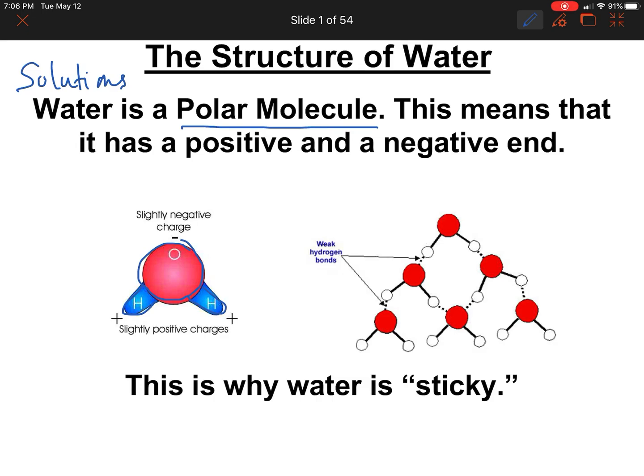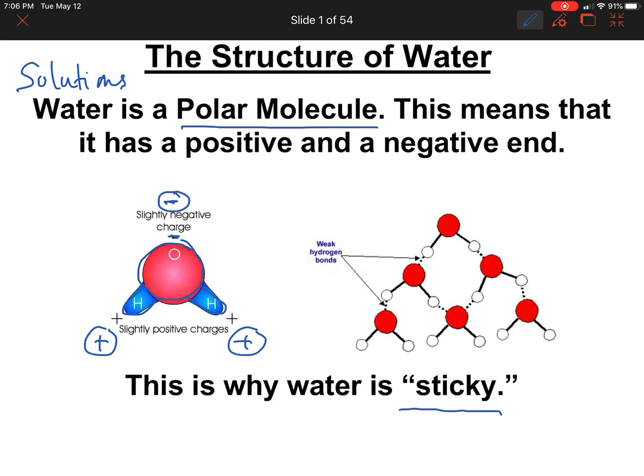So we end up having a slightly negative charge around the oxygen side. So this part of the water molecule is slightly negative. The hydrogens are slightly positive here. And then that causes water to be sticky.